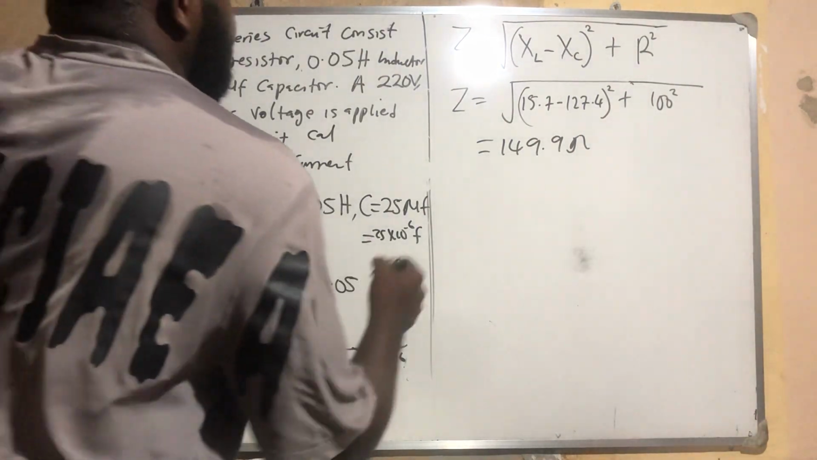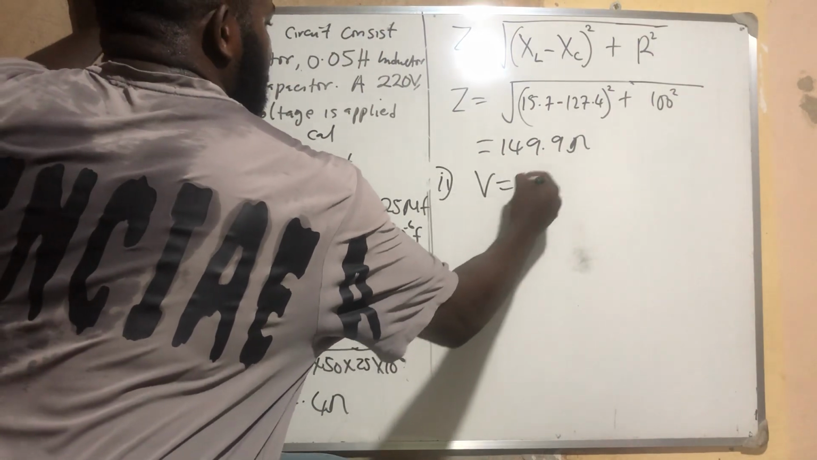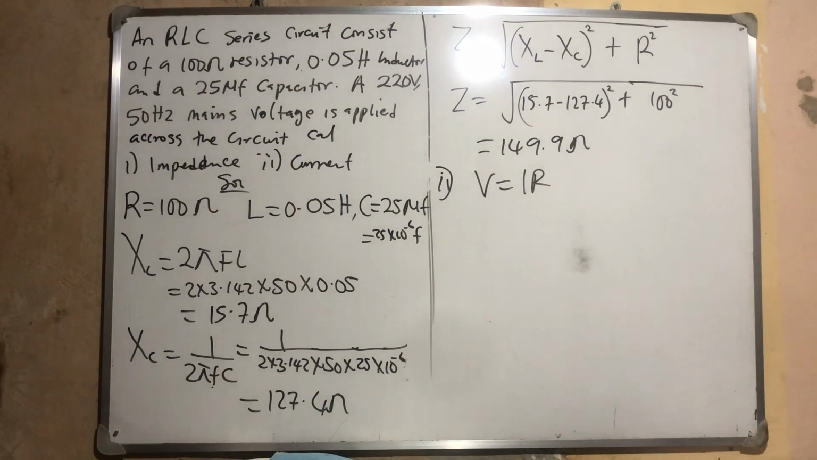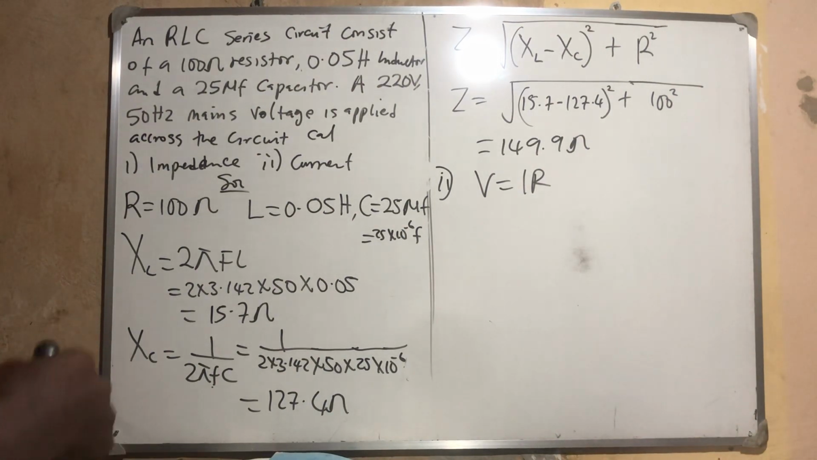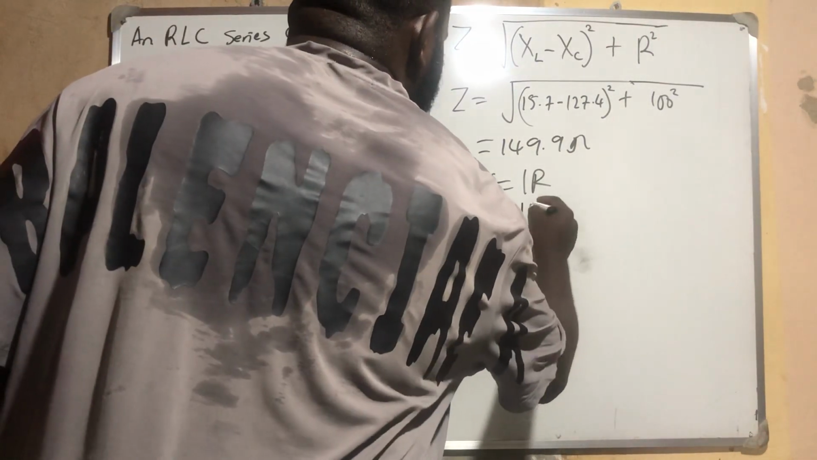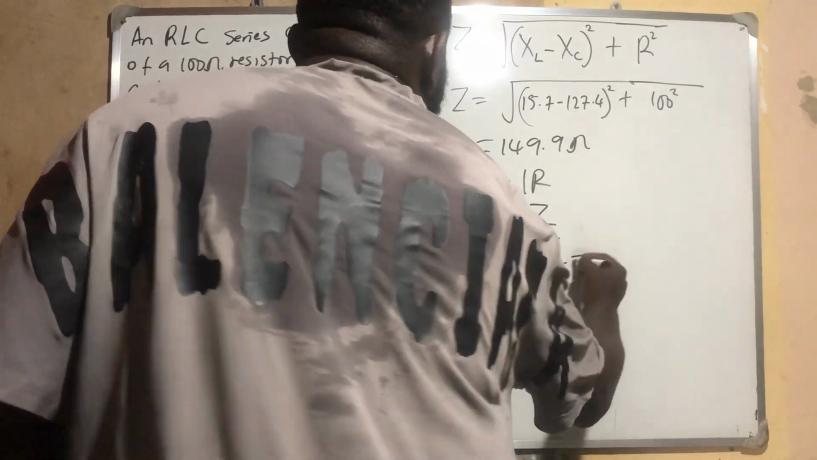So I've gotten my impedance. So for I, I'll tell them that V is equal to IR. But I'm not using R here. Don't forget, the R I'm using is the resultant resistor, which is your impedance. So your V is equal to IZ. So if I'm looking for I, it will now be V over Z.